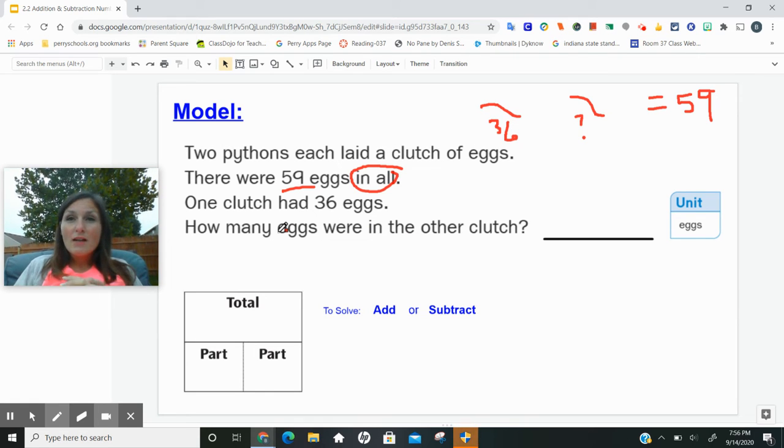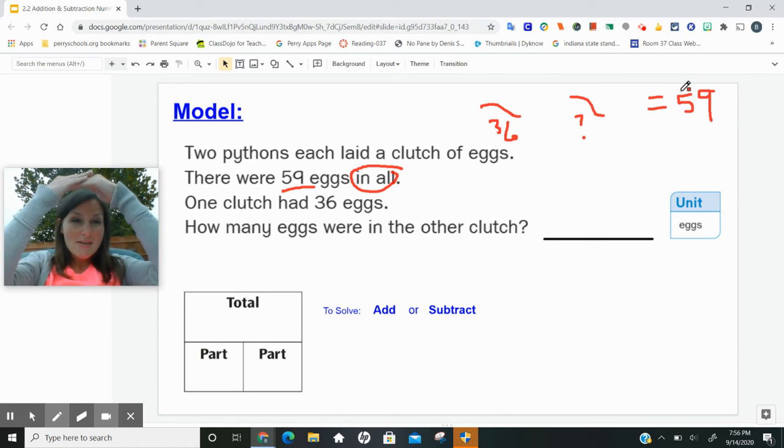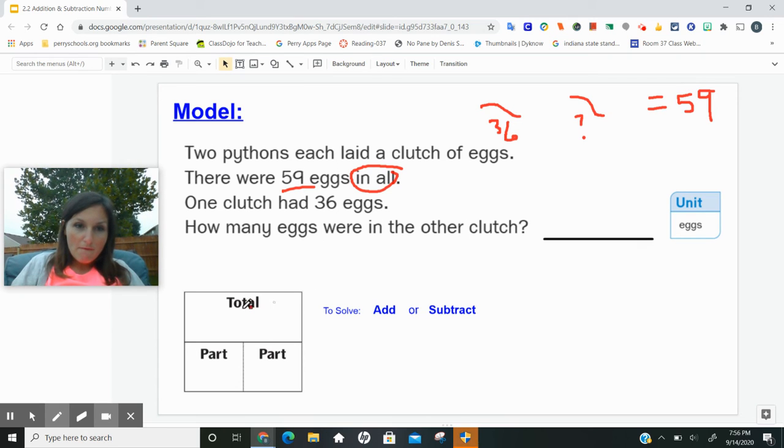Well, when I said part total, the other way I like to think about that is in all, total. So I know that in all means total. And right here in the total box, that's my large number. That's going to be my big number, and I said big number goes in the big box. So I'm going to put 59 right here in the total. Okay, so what am I going to put here in the part? I'm going to put 36.